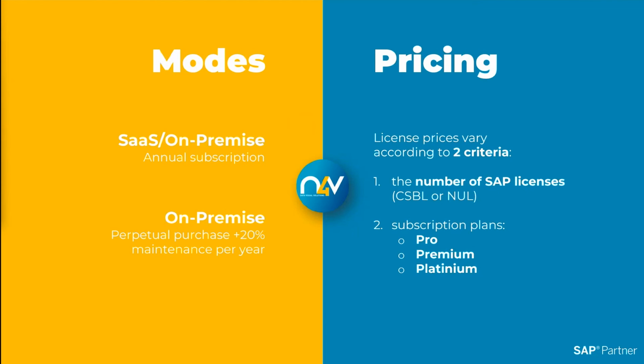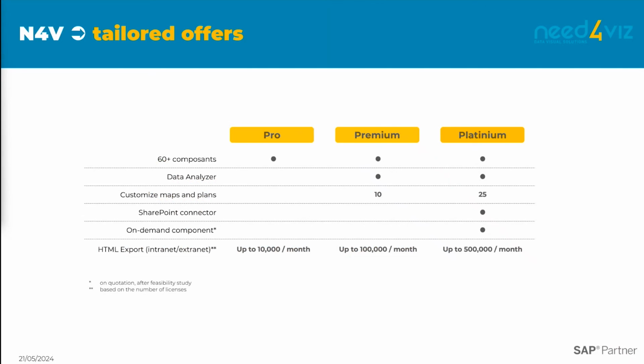And we have two different modes in which we offer it. We have a subscription-based pricing, which is a yearly annual subscription. And then we have an on-prem option, which is a one-time purchase cost, plus 20% of the purchase cost for a year-over-year cost for maintenance and support. Our pricing is based after that on two criteria. The first is the number of SAP licenses, whether you're using concurrent business licenses or named user licenses. We figure out pricing through that, as well as the type of subscription plan that you want, whether it's Pro, Premium, or Platinum. And we'll go into that right now with Pro.